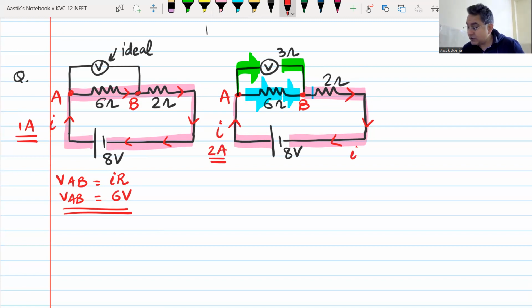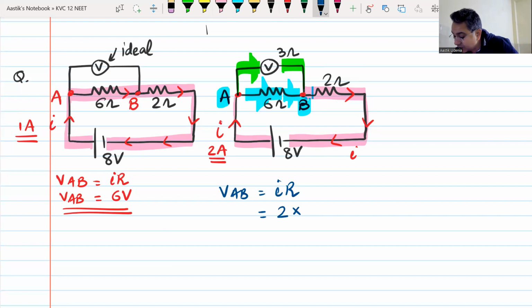Now you have to find out the potential difference between the points A and B. How will you find it? Again, the same formula: I multiplied by the resistance between A and B. What is I? I is 2 ampere. What is the resistance between A and B? 6 and 3 are in parallel, so the resistance becomes 2 ohms. Yes or no? So the answer that you get will be 4 volt. The actual is 6 volt, but what you are getting is 4 volt now.